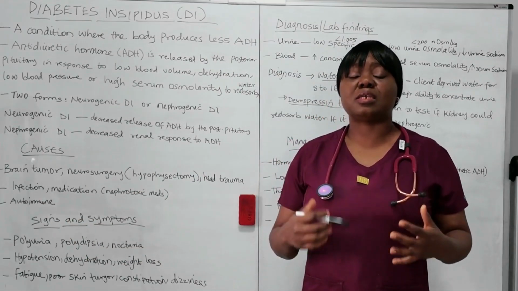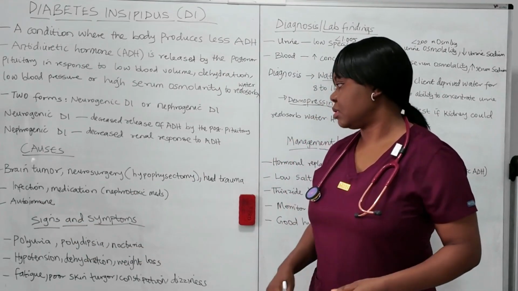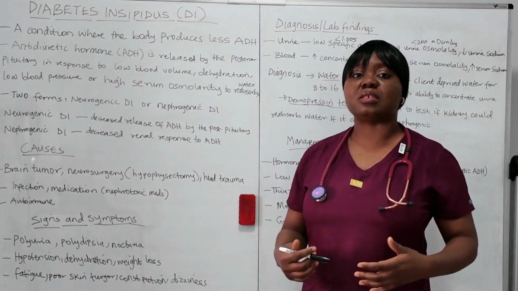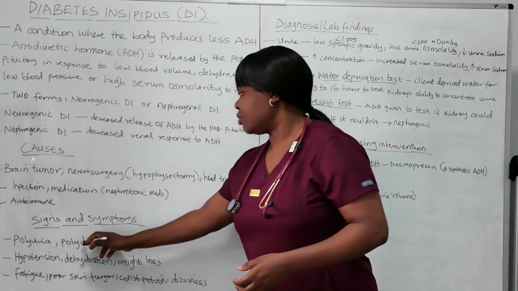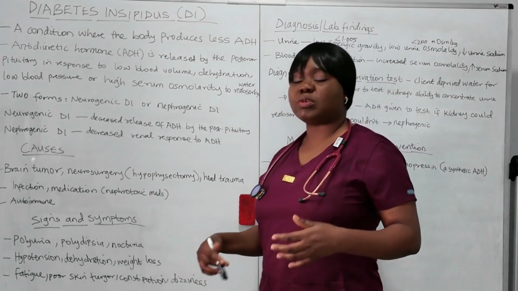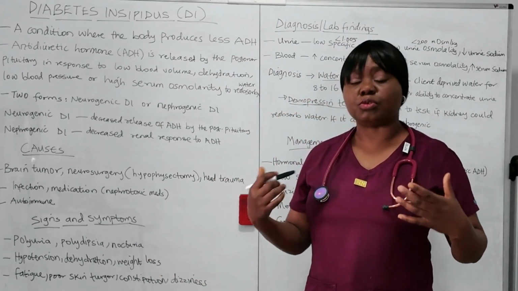Now let's look at the signs and symptoms of diabetes insipidus. So one of them is polyuria. That means they will be losing excessive urine. Then there's polydipsia. Of course, as you are losing fluids, you are going to feel thirsty. Then nocturia, this patient may wake up at night to urinate.